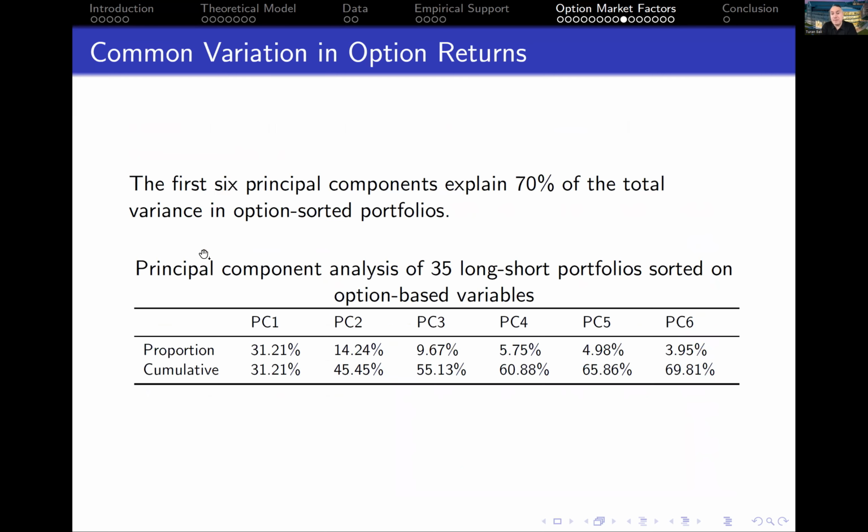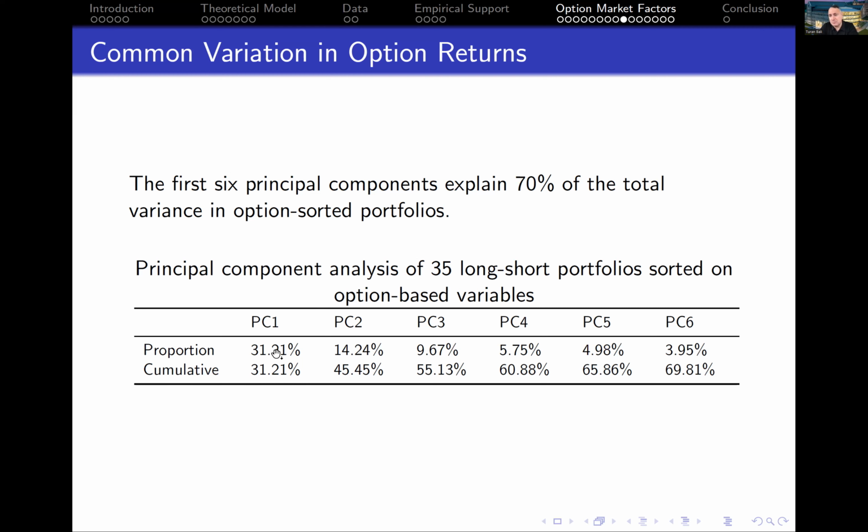So we basically perform better than these factor models in the horse race. Then the next step is whether we explain common return variation in individual equity options. So we do the PC analysis. We look at the principal components of our 35 long-short portfolios. As you can see, in the cumulative total variance, we explain up to 70% of the total variance in option sorted portfolios.